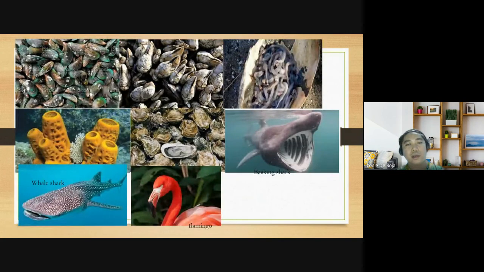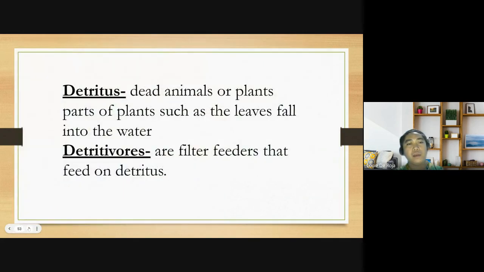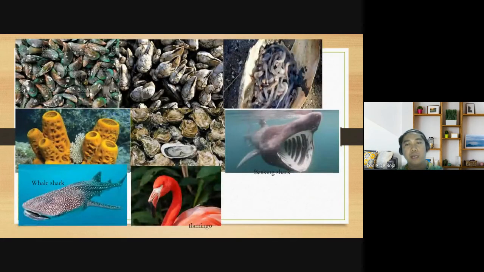Okay, so these are examples of detritivores. Yan, sila po yung naglilinis ng mga dumi or na kumakain ng mga dead plants and dead animals.